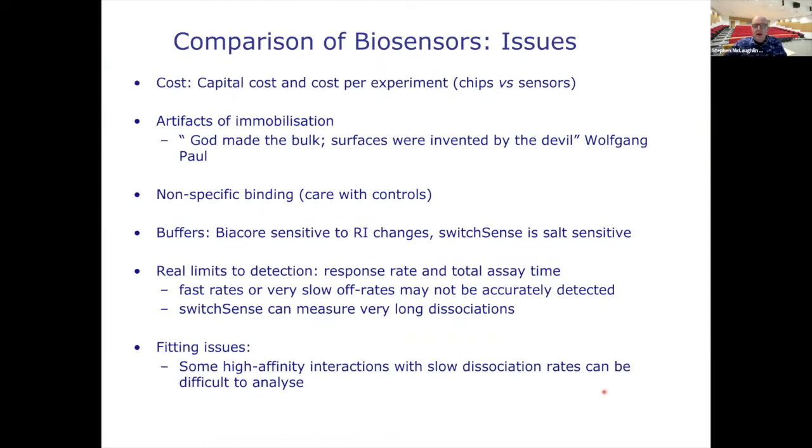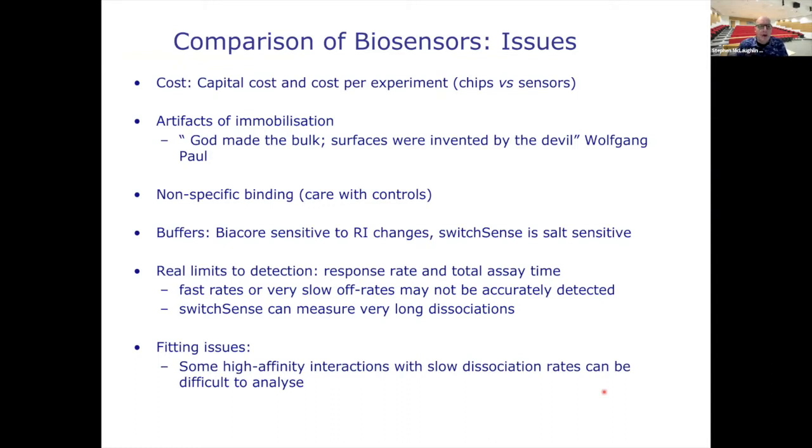So what are the issues? Well, one thing would be the cost. If you use Biacore, then you're going to use chips, so there's a certain cost per experiment. While with sensors, because they come in 96, you can maybe only use 1 or 2 rows for an experiment.